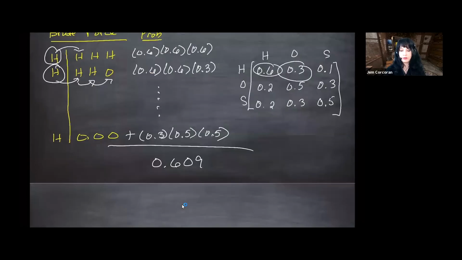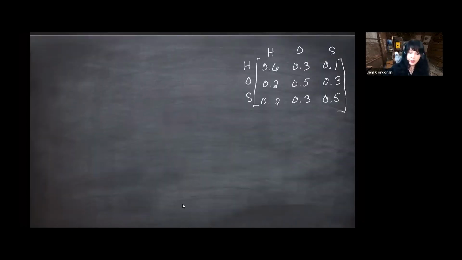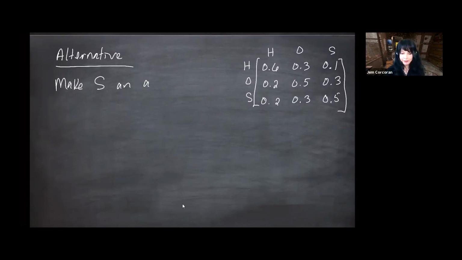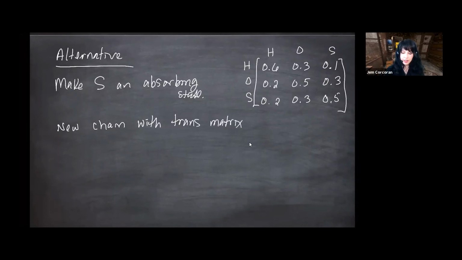So let's do it. An alternative here is to make sadness an absorbing state. I'm going to define a new chain. Actually, I don't think I need to define a new chain. I could call it Y sub n, but I think I can get away without that notation. It will have its own new transition matrix, which I'm going to call Q.